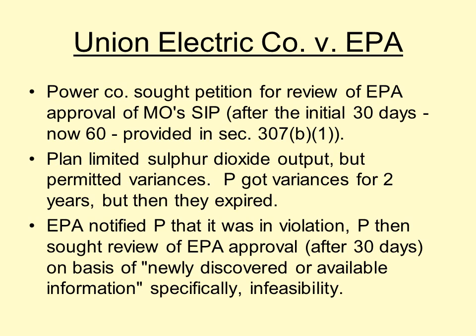So the power plant, and this is in St. Louis, gets a variance for 2 years, but then the variance expires, and it's not in compliance, and it would like to get another variance, can't get a variance. We want to go back now and say, you know what, this SIP is bad, and the EPA should not have approved it. The Union Electric says, well, we want it reviewed on the basis of newly discovered or available information. Because if it's newly discovered or available information, it could be reviewed even after the 30-day period, or that's what now would be 60-day period.